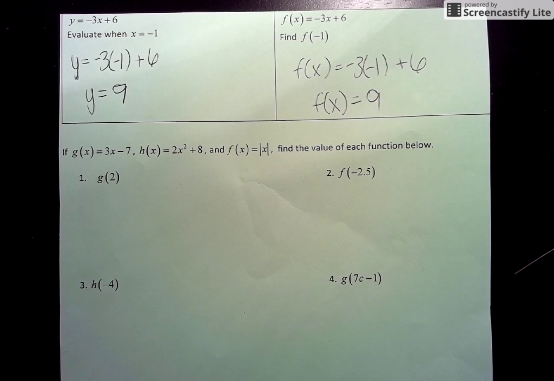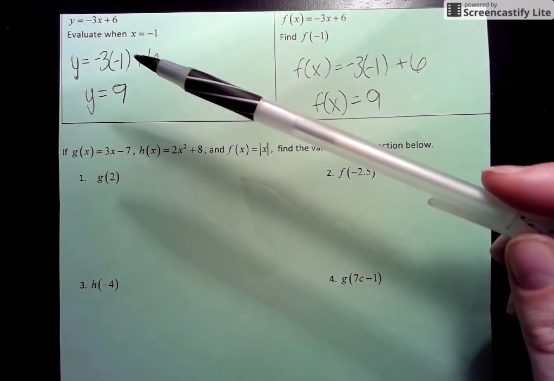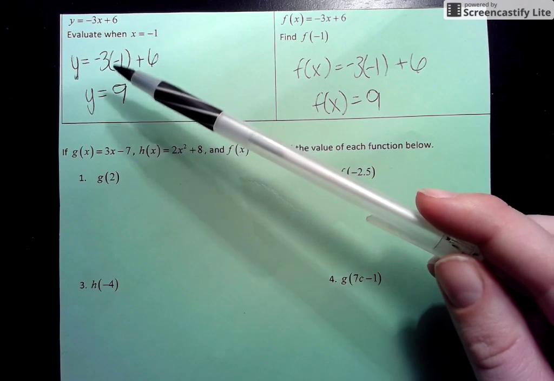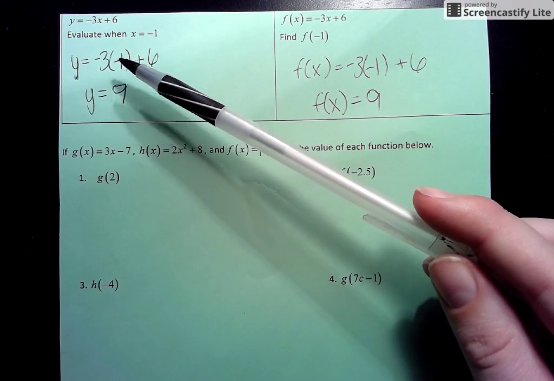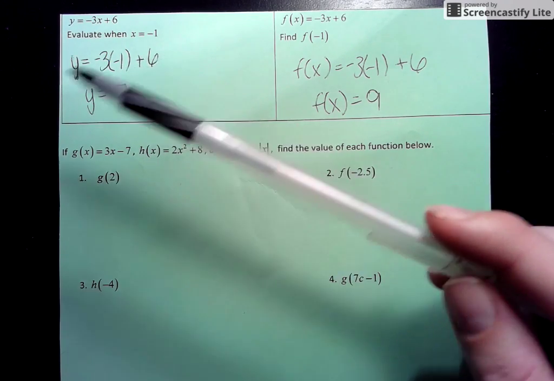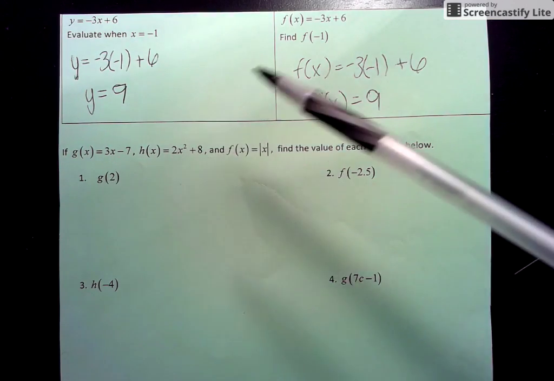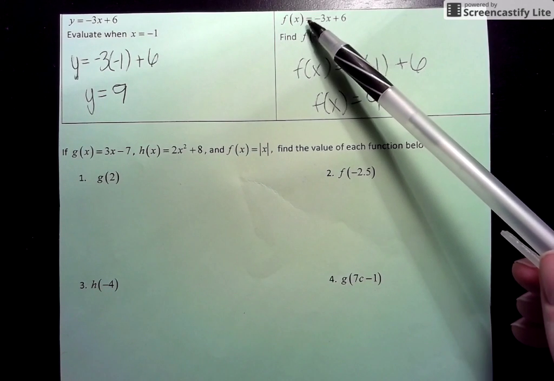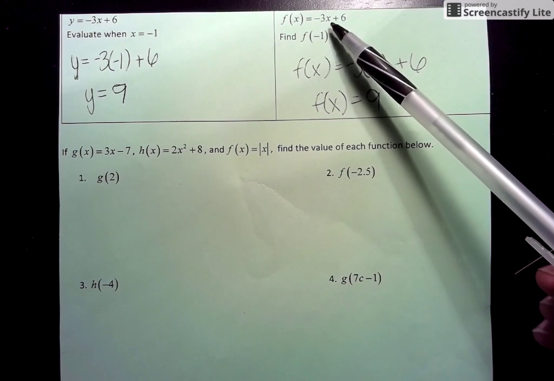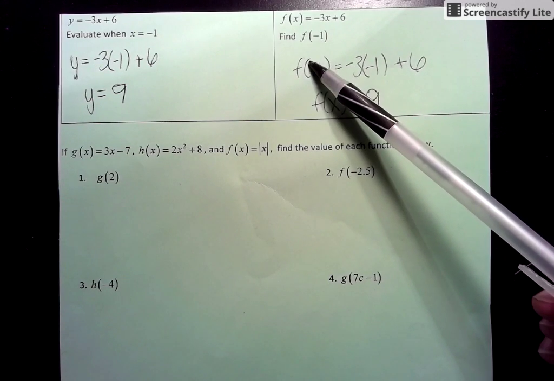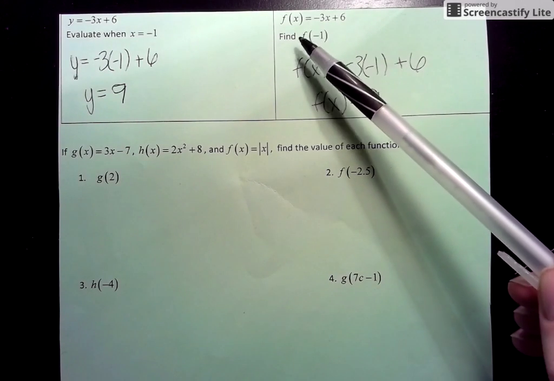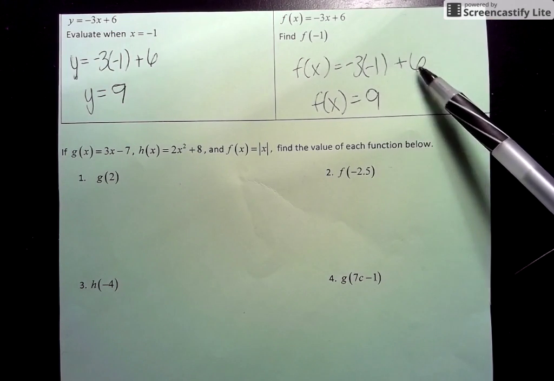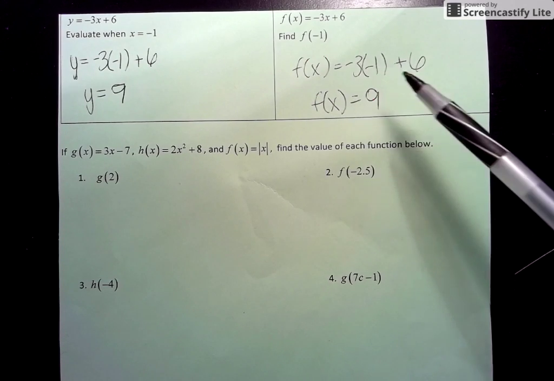So this is function notation, and how it works is, before, you have seen where it says evaluate when x equals -1, what you would do is you substitute the -1 in, so you'd get -3 times -1, which is 3, plus 6, which equals y equals 9. Well, now when we're using function notation, it's called f of x, and what that means is that it's equal to -3x plus 6, so that's your y. So what you're going to do is substitute that in. So it's f of -1, so it's -3 times -1 plus 6, f of x equals 9.